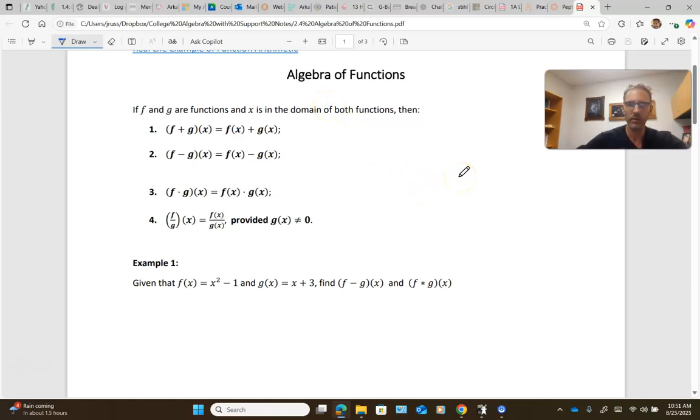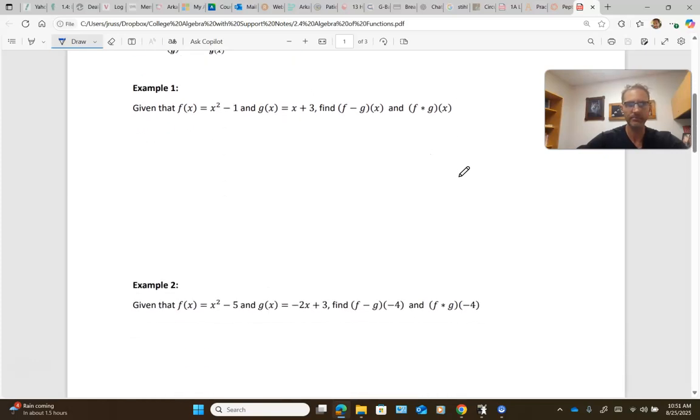Alright, so let's try one of these. Example 1. And they will always give us our two functions, guys. F of x in this particular example is a quadratic function. It's x squared minus 1. And then g of x is a linear function. It is x plus 3. And we want to find two different things. We want to find f minus g of x. So in other words, we want to subtract these two functions. And then secondly, we want to find the product, or f times g of x. We'll want to multiply them. Okay, so this is kind of a two-part example.